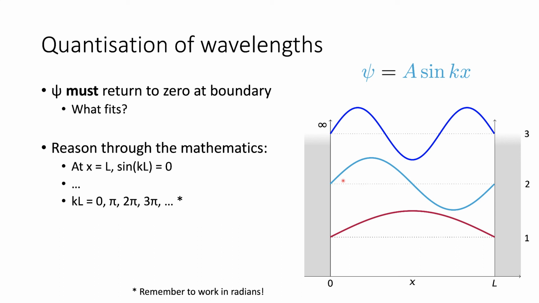So this will carry on going. Remember to work in radians in this situation. So if we're saying that kL equals 0, or pi, or 2 pi, or 3 pi, and this will go on forever. Remember, it's a cyclic function. That means we can rearrange this to say that k is equal to 0, pi by L, 2 pi by L, and so on and so forth. Notice we're counting up in integers. So we can replace our integer with the number n. So we say k is n pi over L, where n is a positive integer. We can then put this value into our wave function, and we get a wave function of sine of n pi by L times x.